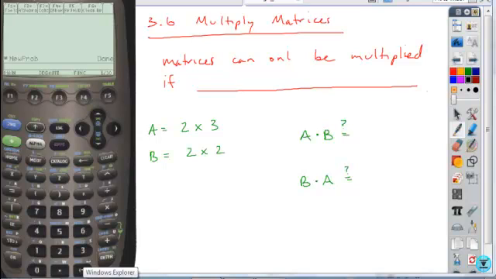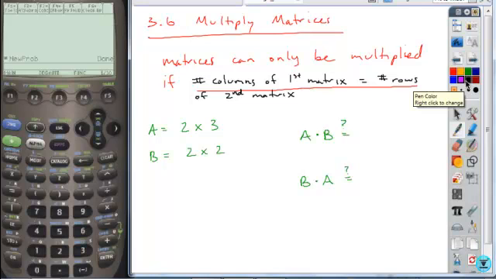When we talked about adding and subtracting matrices, we talked about how you can only add them if their dimensions are identical, right? So that was adding and subtracting. It's slightly different with multiplying matrices. Matrices can only be multiplied if the number of columns of the first matrix is equal to the number of rows in the second matrix.